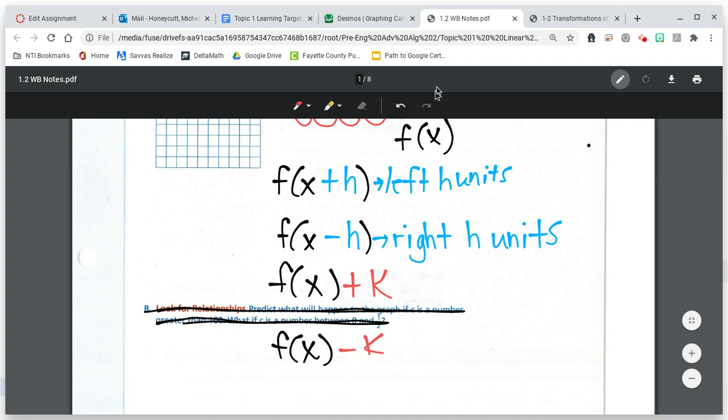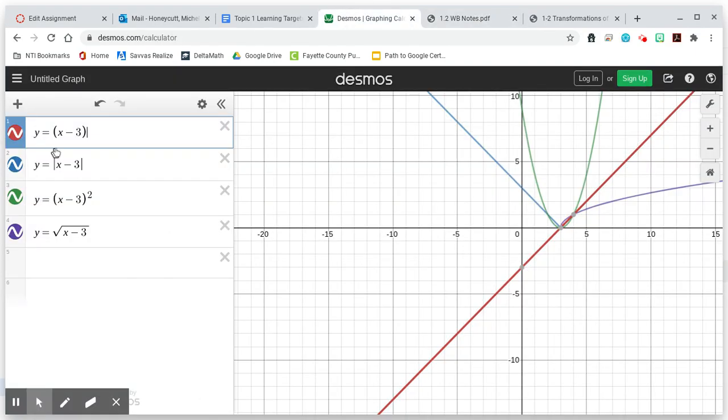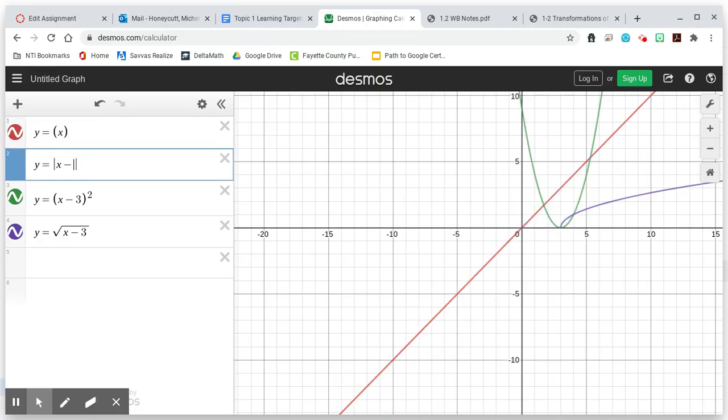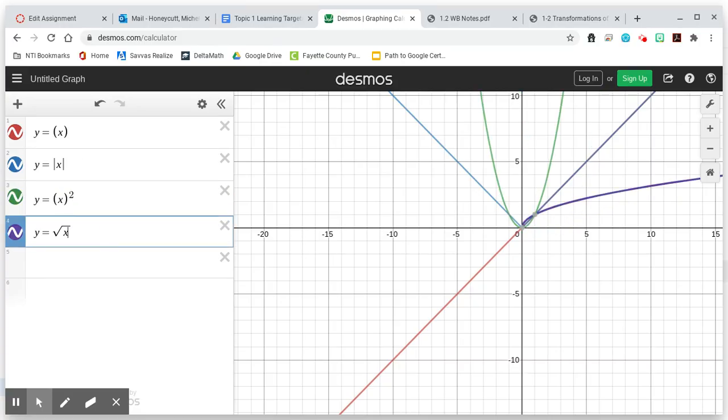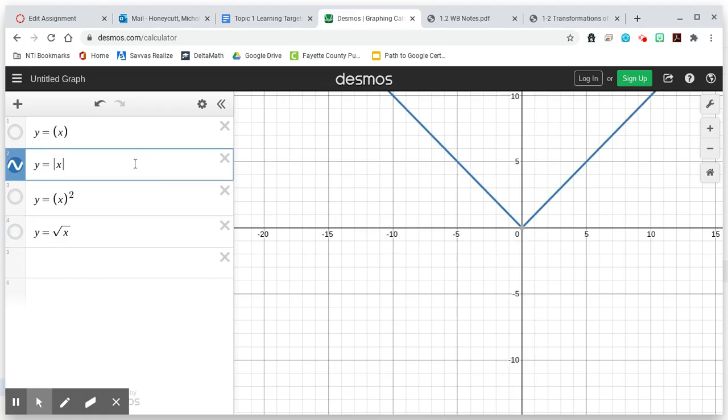So I'll go back to my parent function and I'll get all the parent functions back on here, and we're just going to see what happens when I add or subtract numbers outside the grouping symbols. And I'm not going to graph all of them at the same time. Let's just start with the absolute value. Okay, so here this blue graph is the graph of the absolute value function.